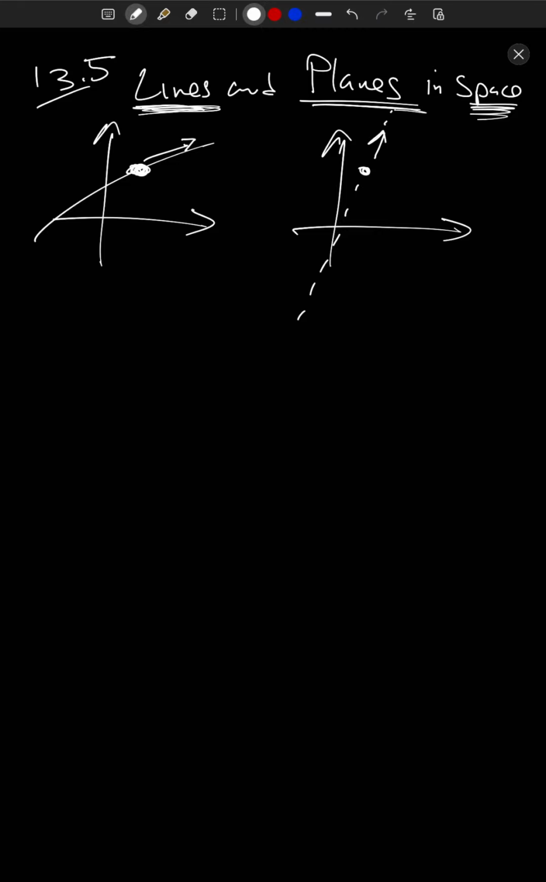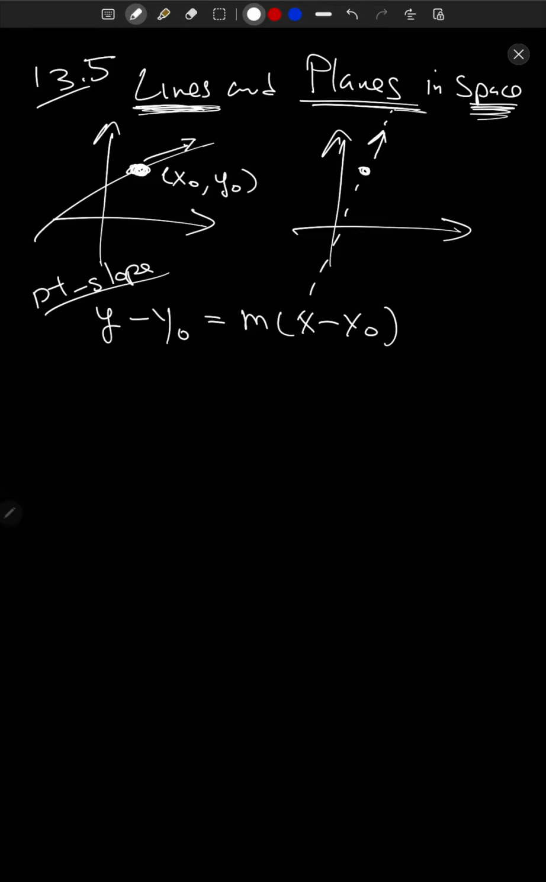Now, how do we express this point and direction in high school math or whatever? If the point were (x0, y0), then we would write something like y minus y0 equals m times (x minus x0). This is the point-slope form of the equation of the line. And you can see in this formula, there's the point (x0, y0), and the slope is what gives me the direction.